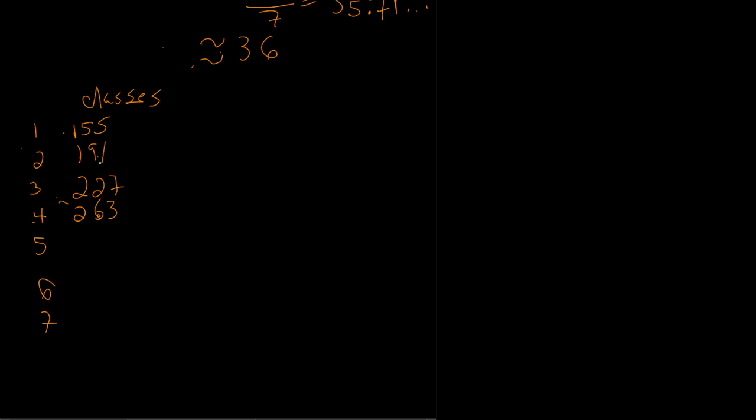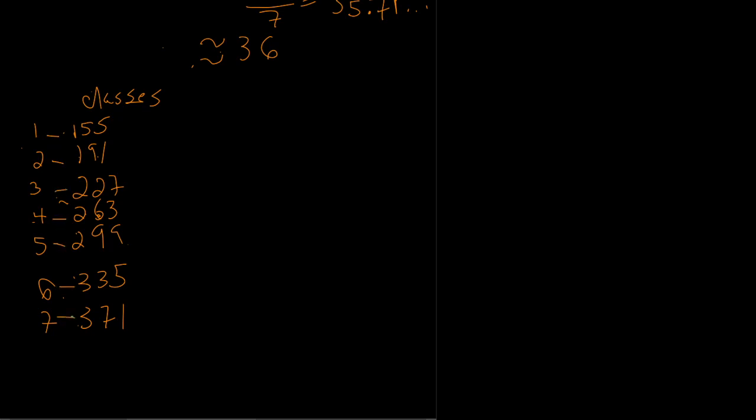And so see how I'm using the class width to create the next lower class coming through. And then if I come here, 263 plus 36 is 299, 335, and 371. And so there are all my lower class limits. I'll just put dashes because I'm trying to keep track of each class.